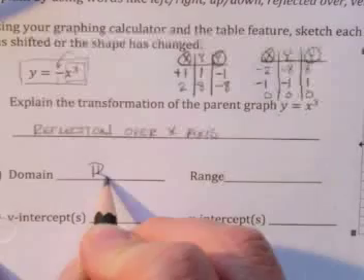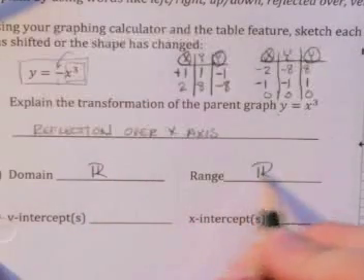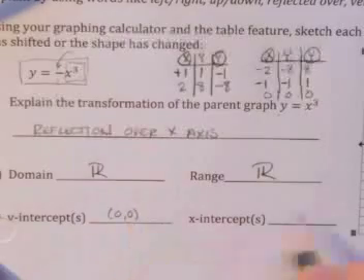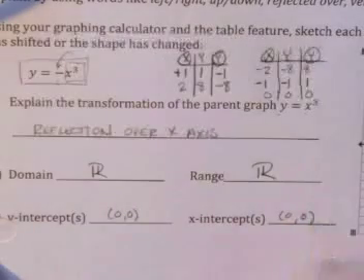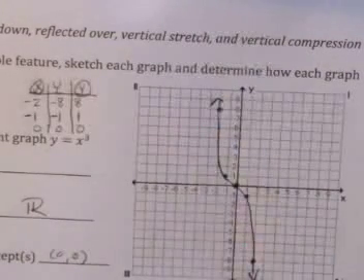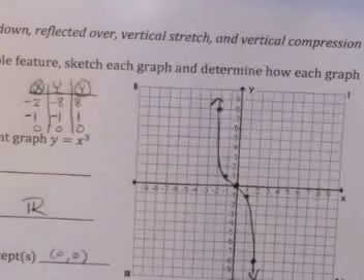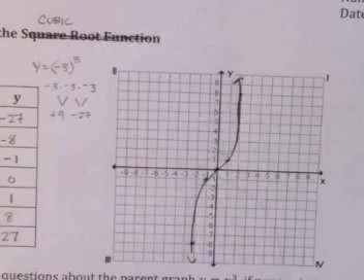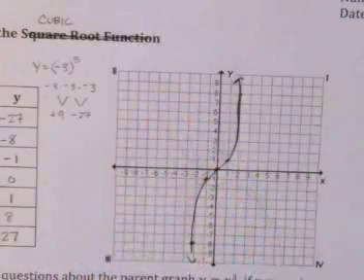Again, the domain is all real numbers, the range is all real numbers, and my x and y intercepts are the origin, 0, 0. So let me scoot this over so you can see my graph and the points that I plotted. And you can see how it looks in many ways similar to our parent graph that we graphed in the previous video. But it has reflected, and part of it is down here now, and part of it is up here.